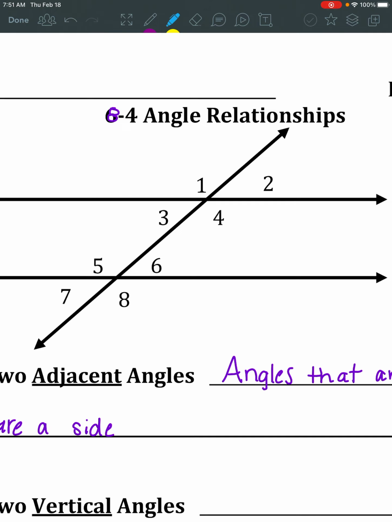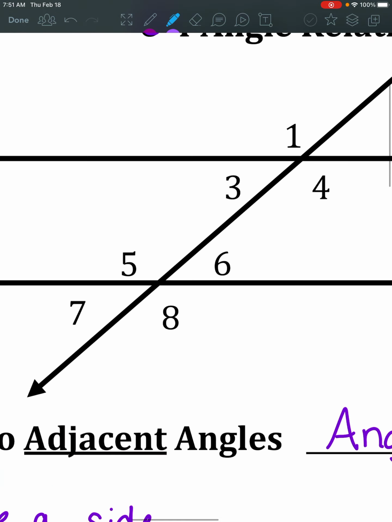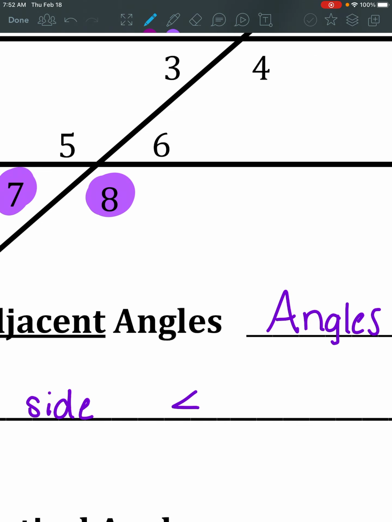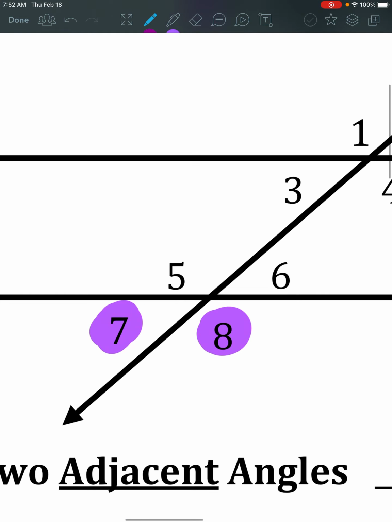So angles that are right next to each other. So I'm going to keep it with my consistent color here, purple. So angle 7, let's say right next to it would be angle 8. So there is an example of adjacent angles right next to each other. And how we write that is angle 7 and angle 8.